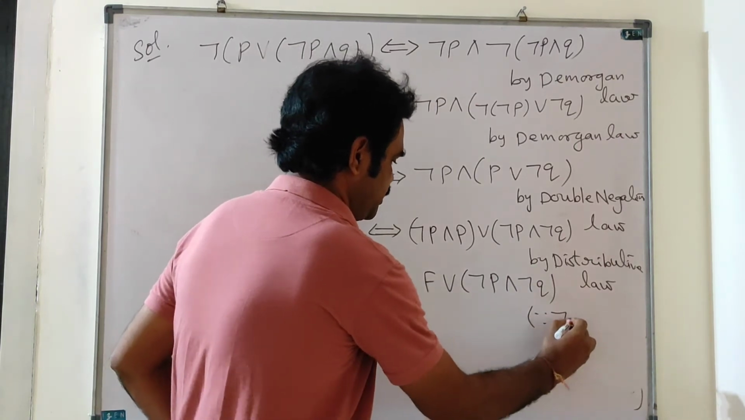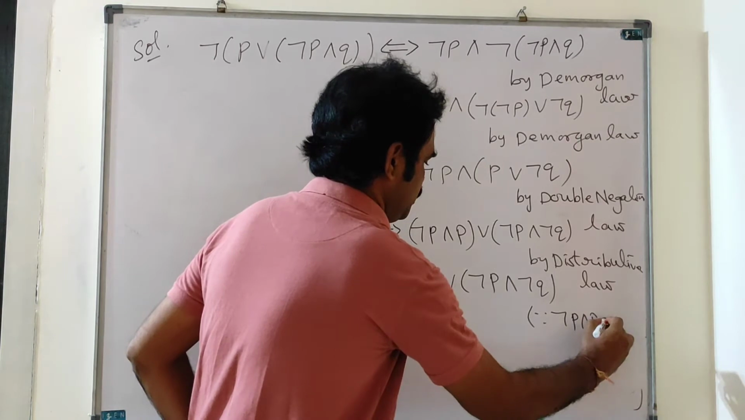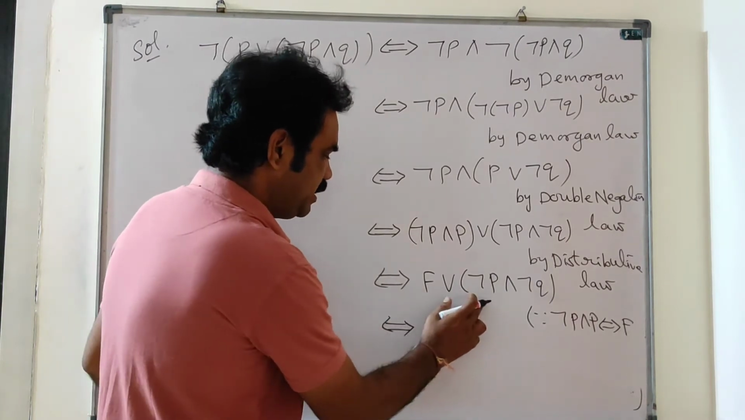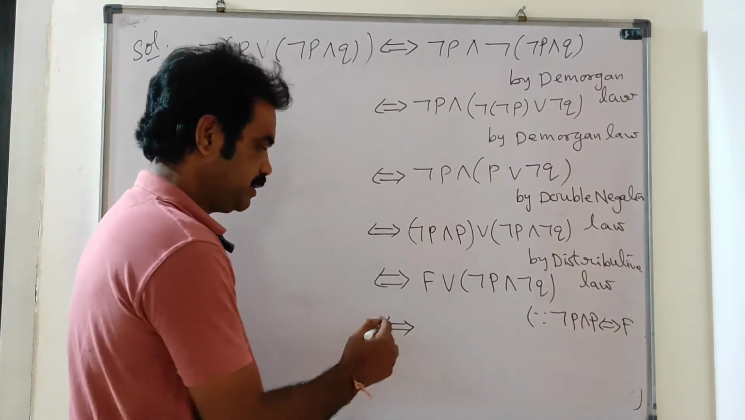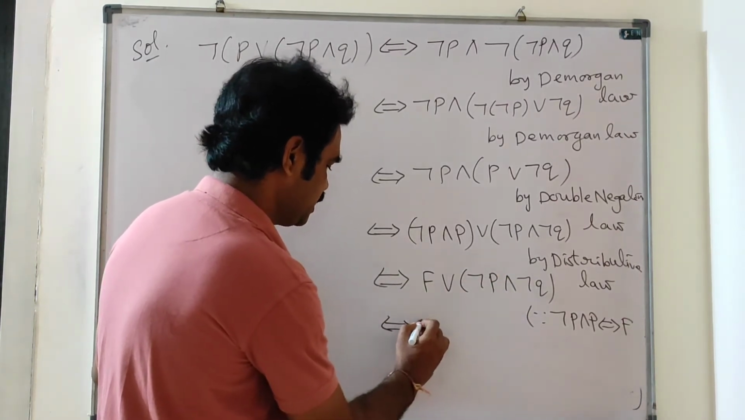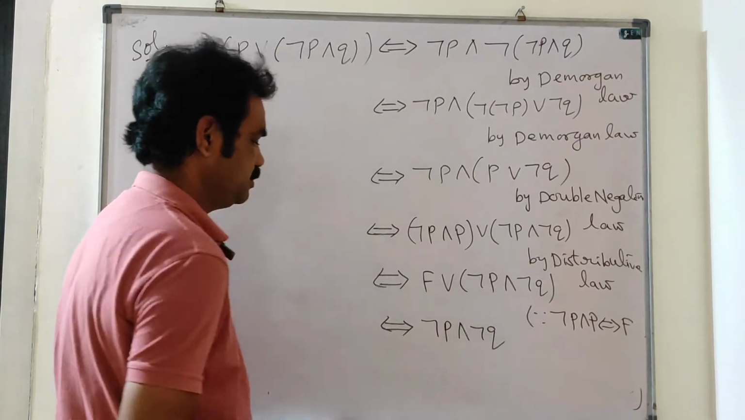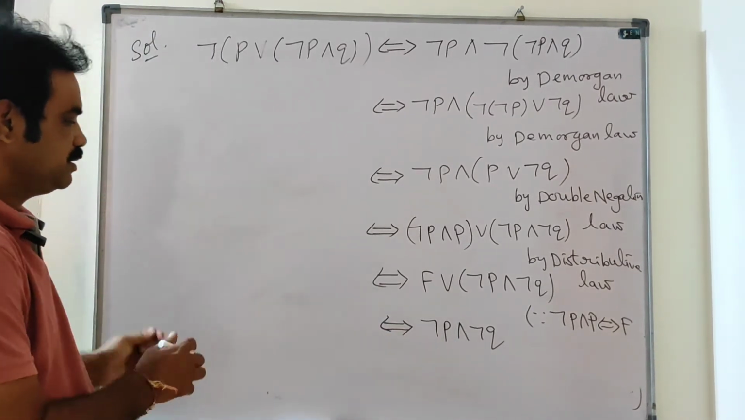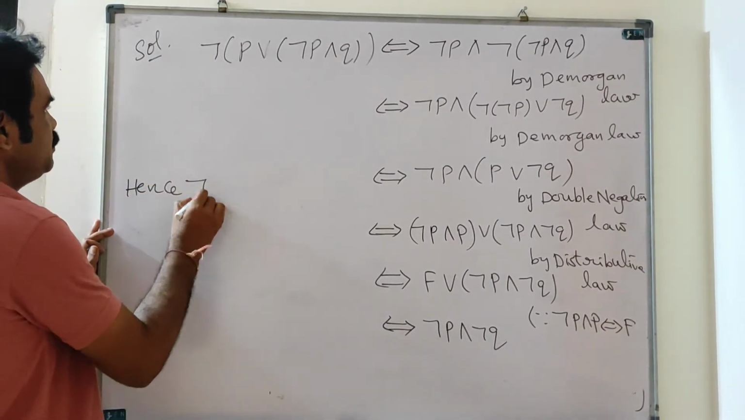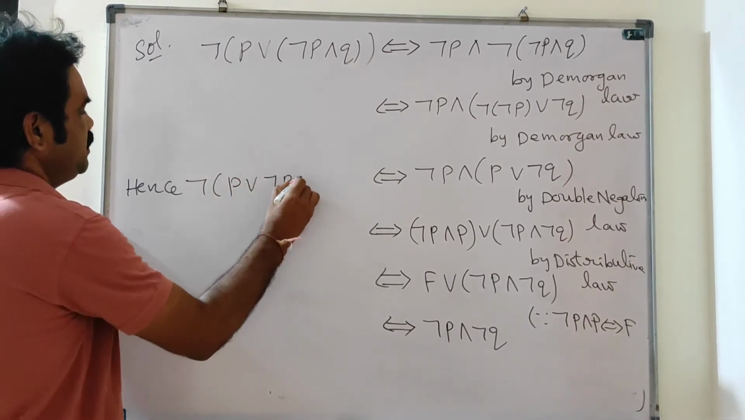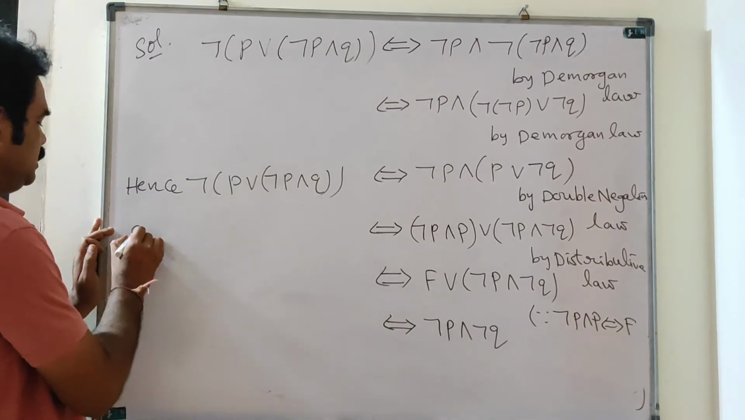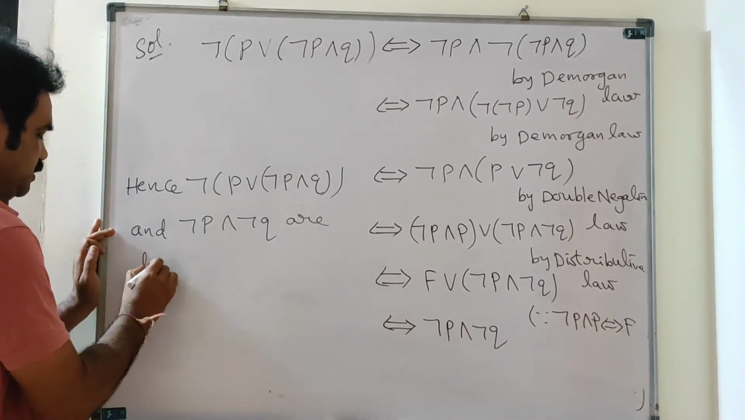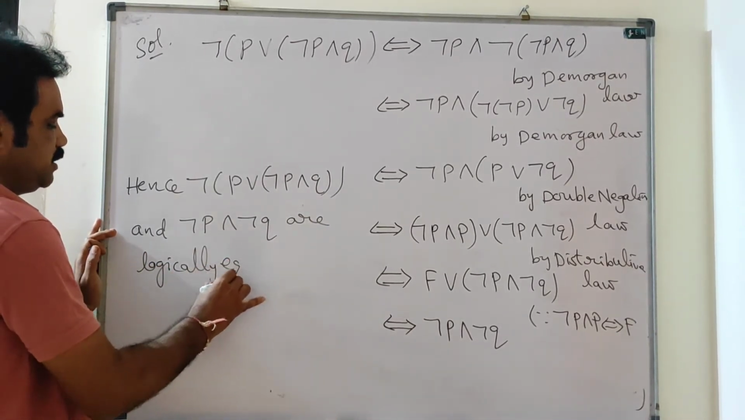Since negation P and P is equivalent to F, that is equivalent to, by identity law, F or P is equivalent to P. That means F or (negation P and negation Q) is equivalent to negation P and negation Q. Now negation of (P or (negation P and Q)) is equivalent to negation P and negation Q. Hence they are logically equivalent.